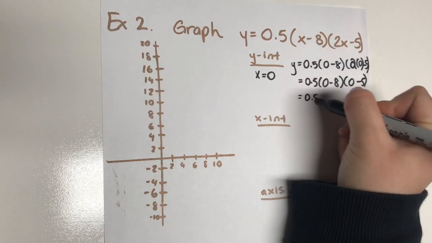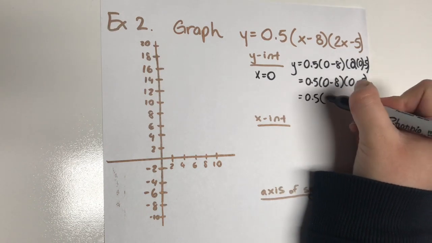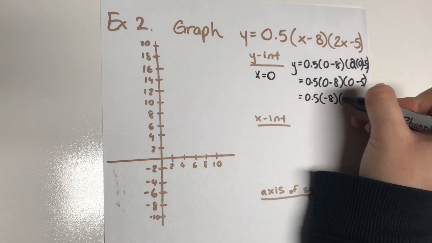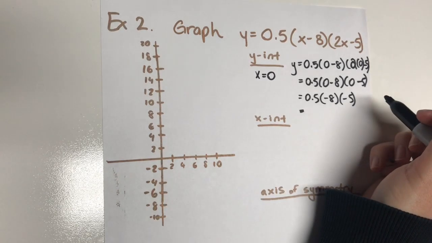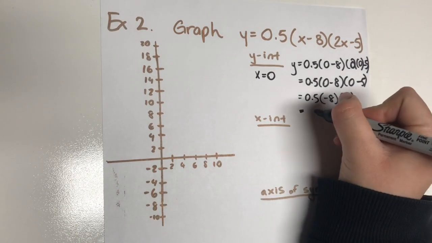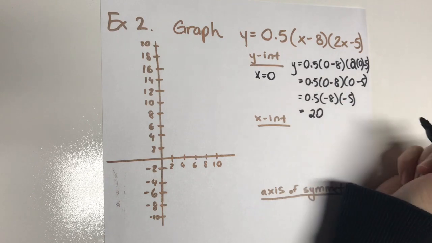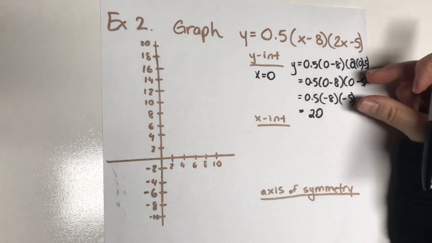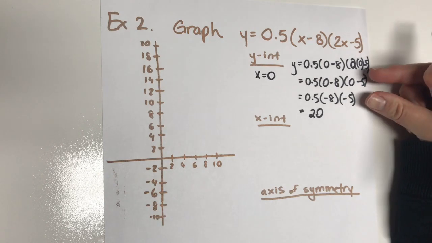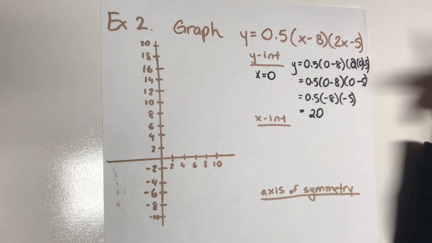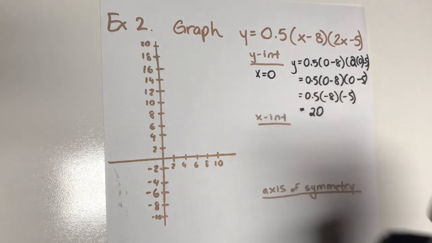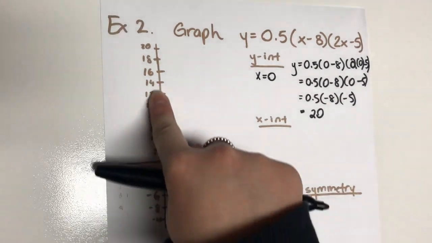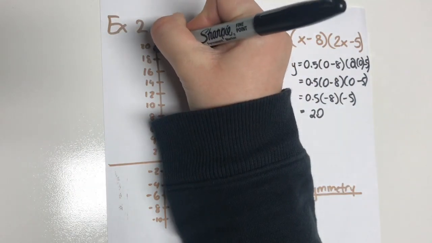0 minus 8 is negative 8. 0 minus 5 is negative 5. I'm going to put that all into the calculator. 8 times 5 is 40, times 0.5 is 20. Negative times negative is going to give me positive. All of these steps you really don't need. This is just me showing you in detail what I'm doing, but if you can do it in fewer steps, that's okay. So I know my y-intercept is 20. That means along the y-axis, it's going to cross at 20.